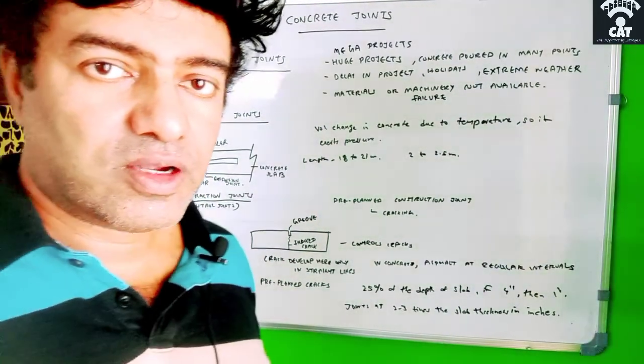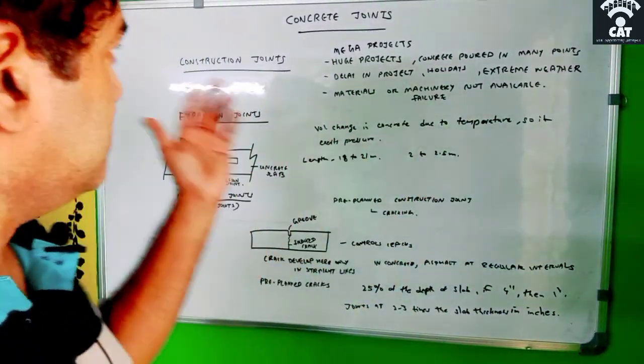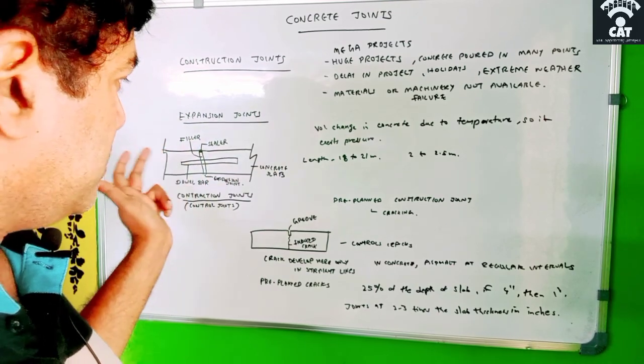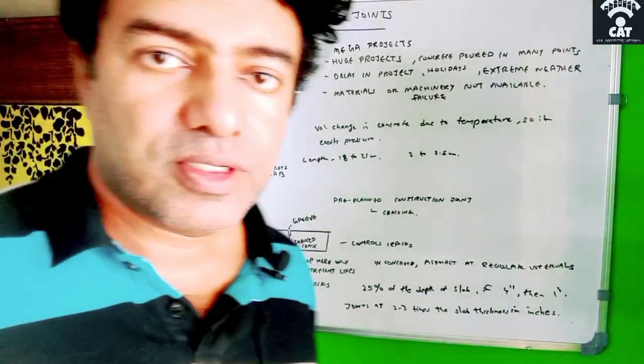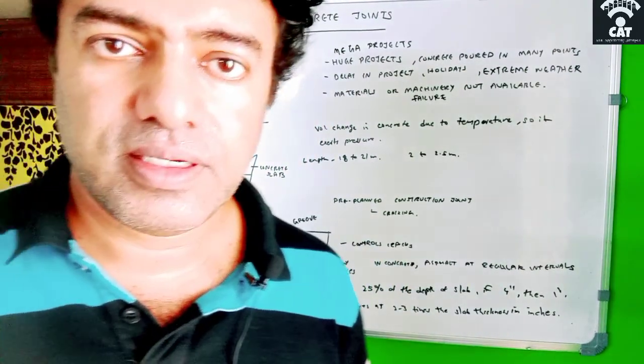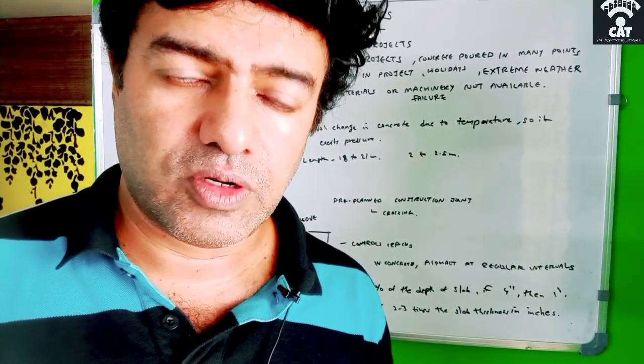So these are the three main joints in concrete. Again I will tell: the construction joint, expansion joint, and contraction joint. So I think you understand the concept of these concrete joints.